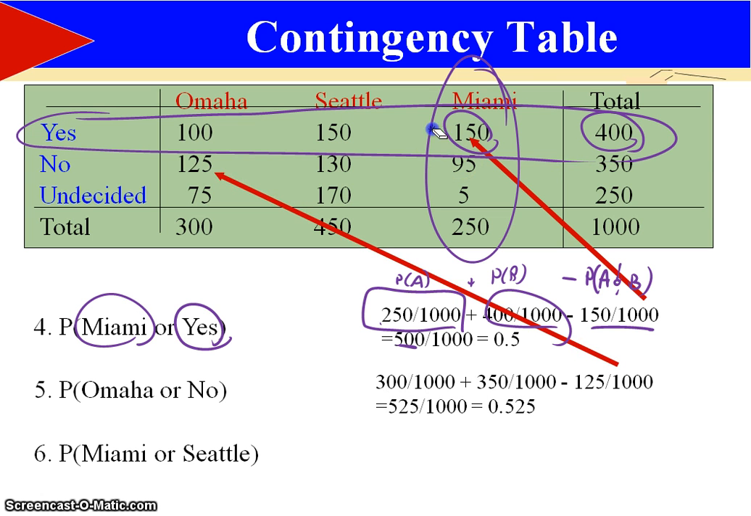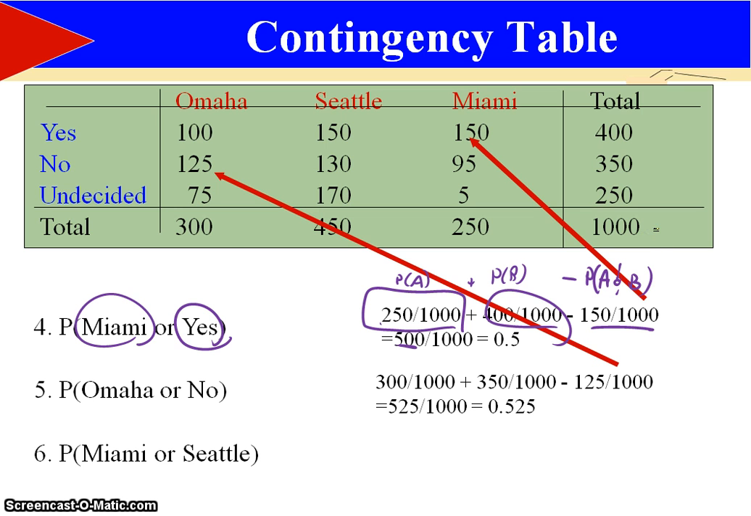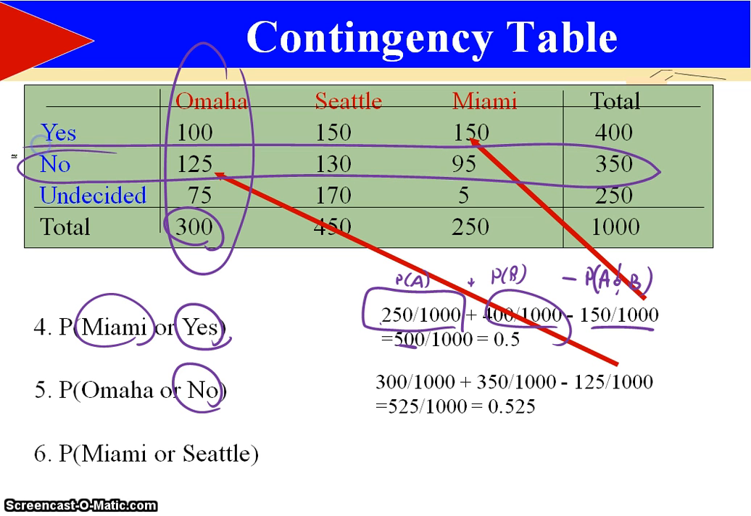Okay, the probability they're from Omaha, or they said no. So they're not mutually exclusive. So find the probability they're from Omaha, which is 300 out of 1,000. The probability someone said no is 350 out of 1,000, minus the probability they're from Omaha and said no, which is 125 out of 1,000. So 300 plus 350 minus 125 is 525. So 525 over 1,000.